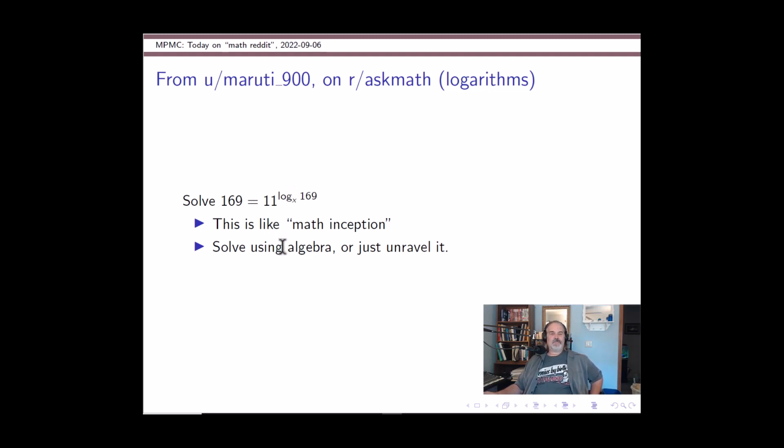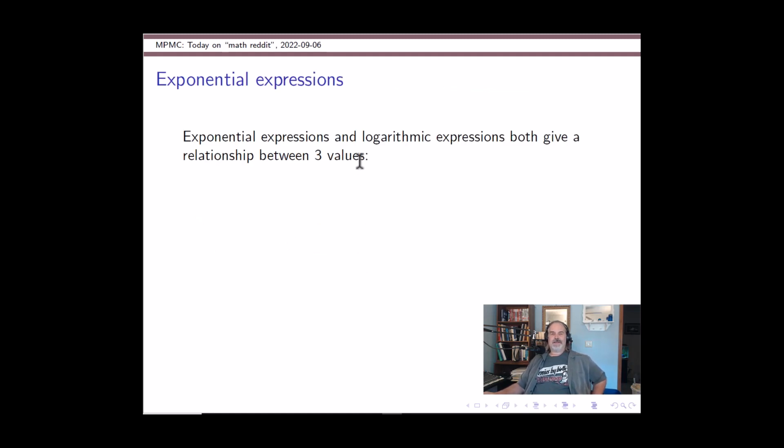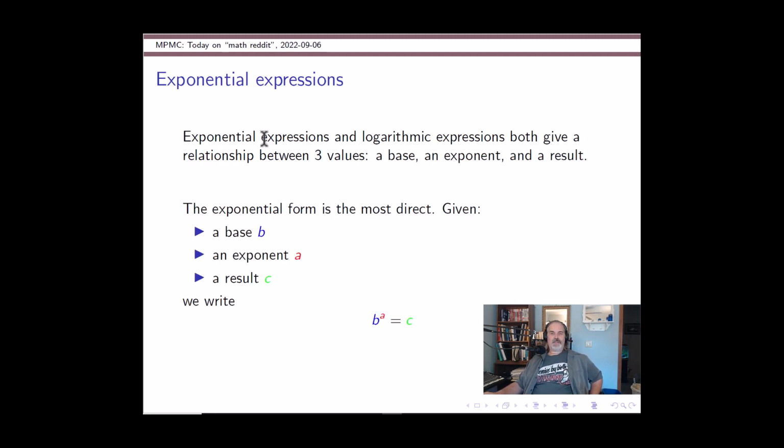So like I said, you can solve it with algebra, or we just unravel what the statement is telling us. And this is why I liked this problem, because it gives us a chance to review exponential versus logarithmic notation. Each of these modes of notation are a way to relate three values together: a base, an exponent, and a result. Now we're all most used to using exponential form.